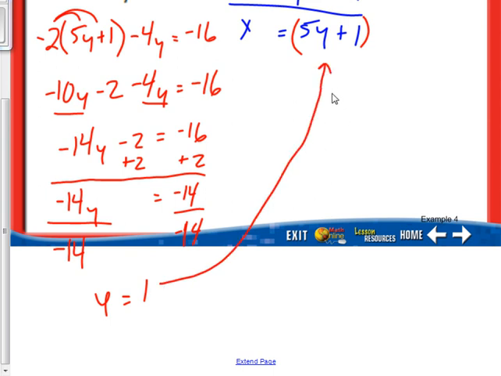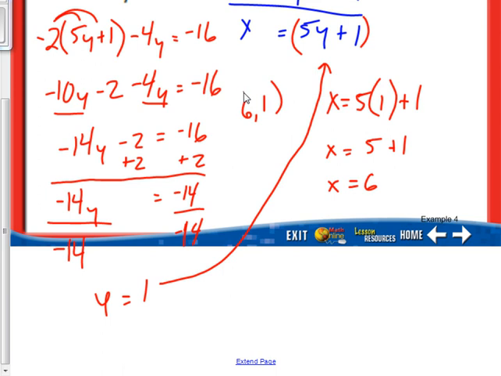Okay, so I'm going to get x is equal to 5 times 1 plus 1, which x then equals 5 plus 1, or just 6. So my answer is going to be 6, 1. Okay?